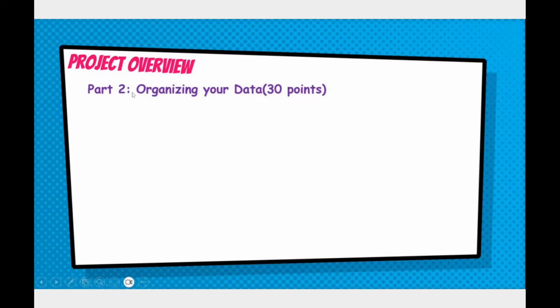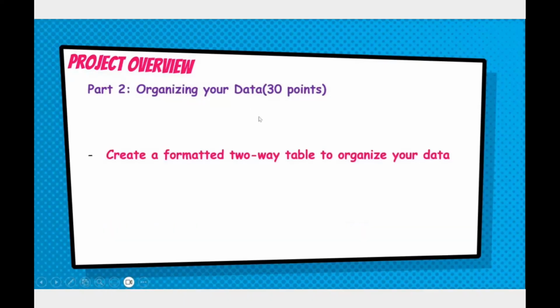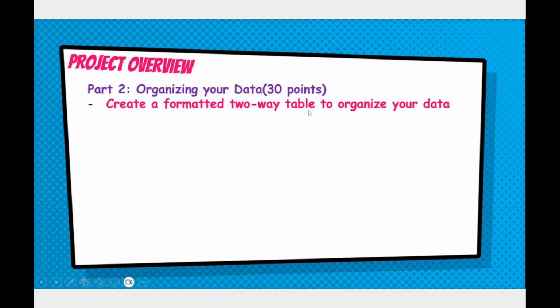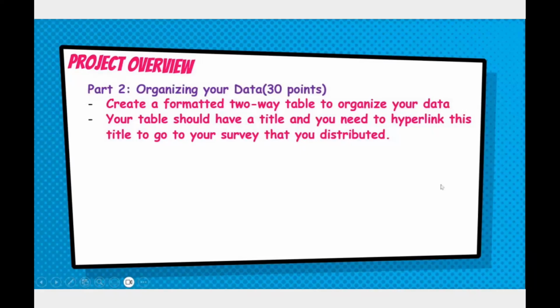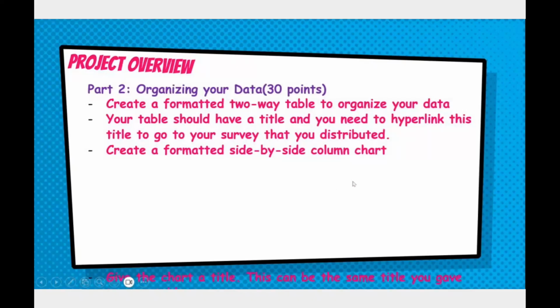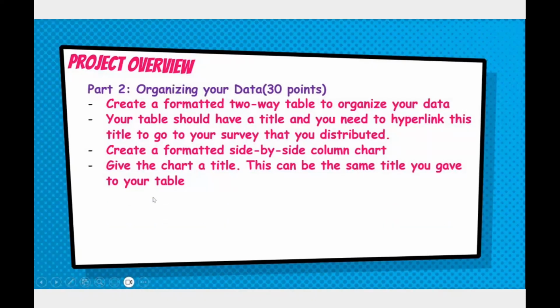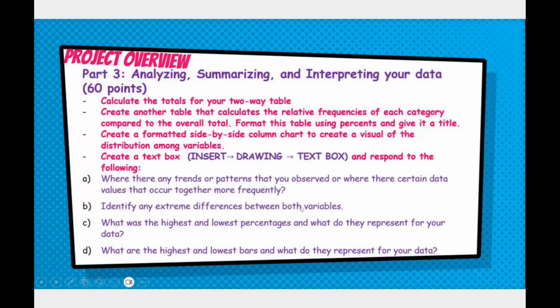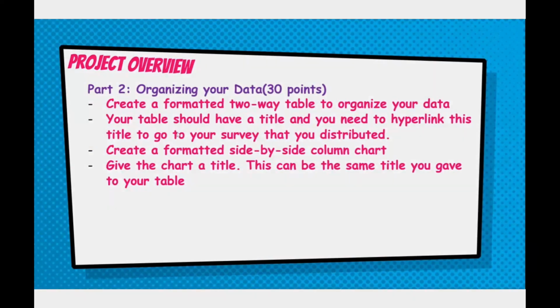Part two is organizing your data on a two-way table. So you're going to create a formatted two-way table to organize your data like we did in my example. Your two-way table should have a title like mine does, and you need to hyperlink this title to go to your survey that you distributed. So just like you hyperlinked your survey to that shared Word doc, you need to do that to your title of your formatted table. Create a formatted side-by-side column chart like we did. Give the chart a title. This can be the same title that you gave your table. And that's part two. How many points was that worth?